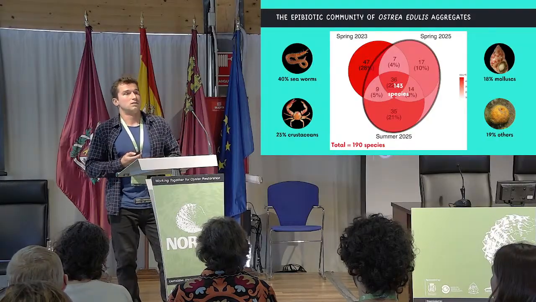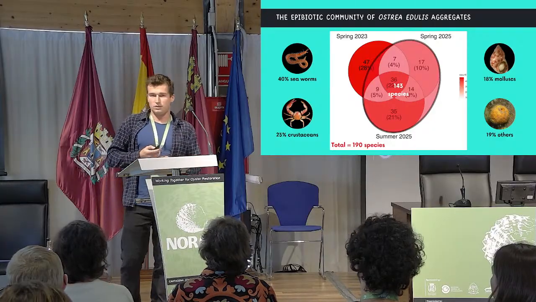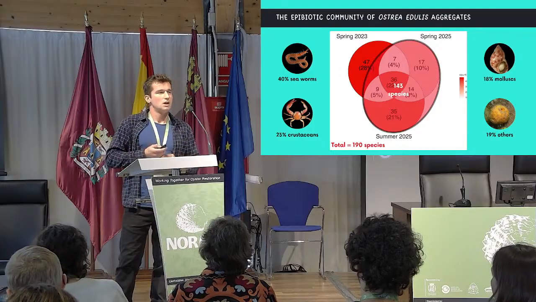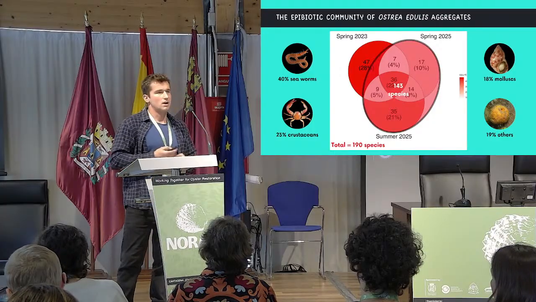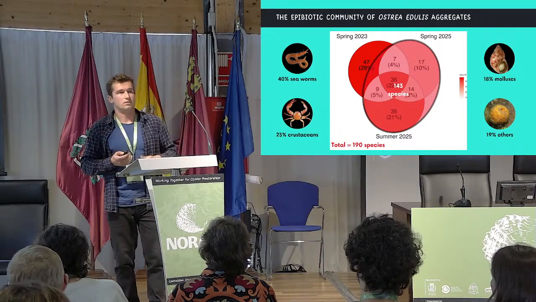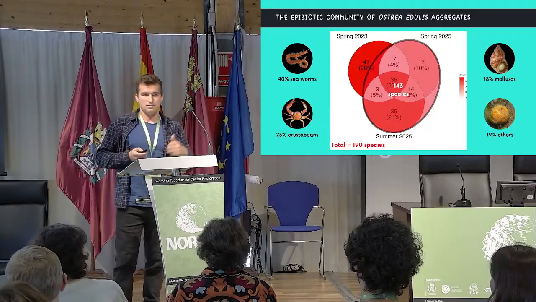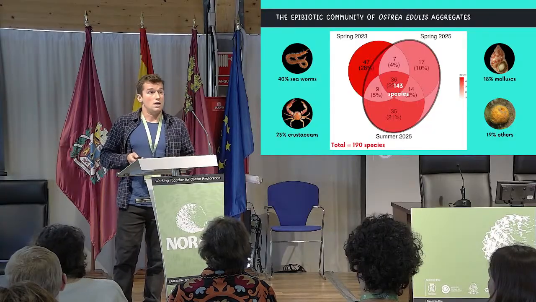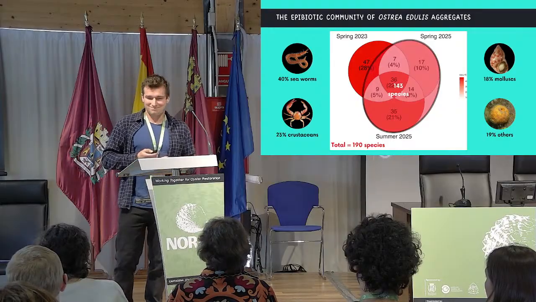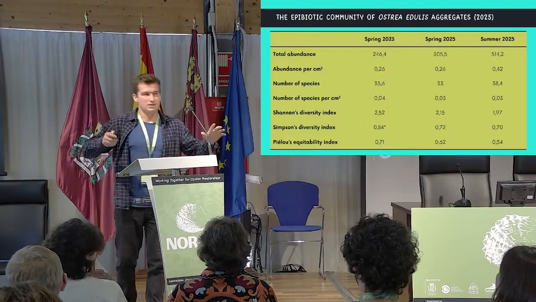But yes, for the year 2025, from spring and summer, we had a total of 143 species identified this year. 40% of them were seaworms, so basically polychaetes, most of them. 23% I think were crustaceans, and then 18%, sorry, mollusks, so gastropods and bivalves, and 19% others, so we have sea squirts, sponges, and other species. So yes, that's quite a lot.